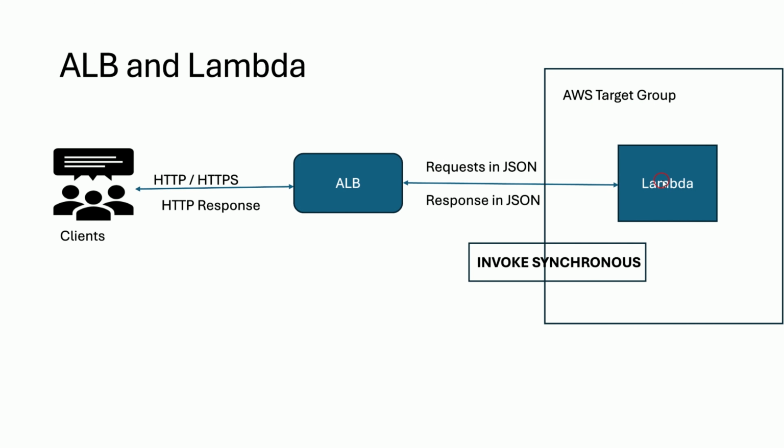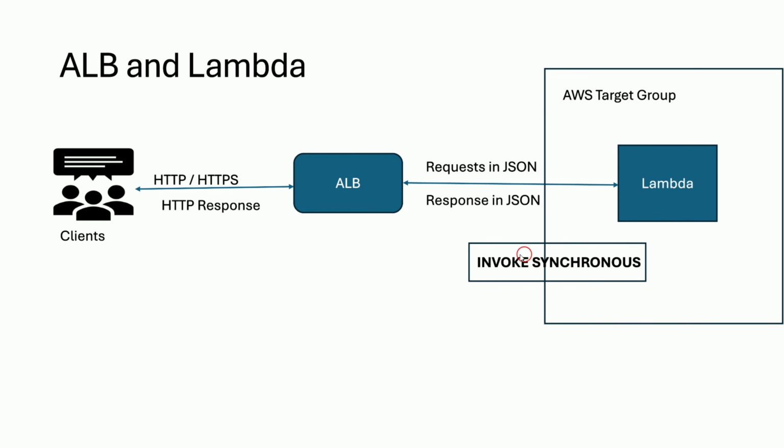Now we know that Lambda won't accept any HTTP or HTTPS requests, but what Lambda understands is JSON. That is what ALB will do. So ALB will make the request in JSON. So whatever request we send in HTTPS, ALB will convert that to a JSON format and send that request to Lambda. Now Lambda's work is to process that.